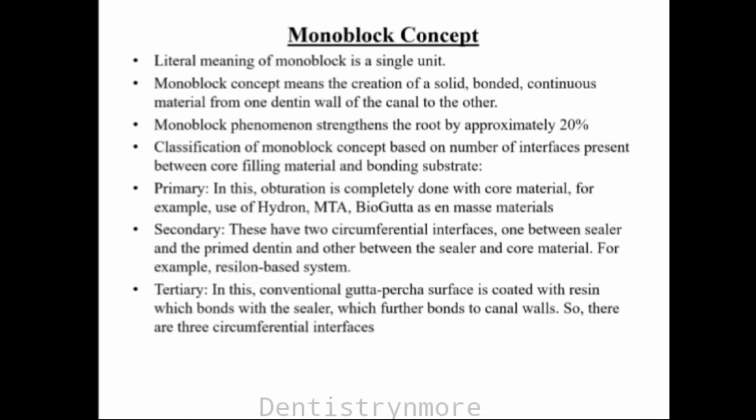Now we are moving to the monoblock concept. The literal meaning of monoblock is a single unit, and it means the creation of a solid bonded continuous material from one dentine wall of the canal to the other. It strengthens the root by approximately 20%, and the classification is based on the number of interfaces that are present between the core filling material and the bonding substrate.